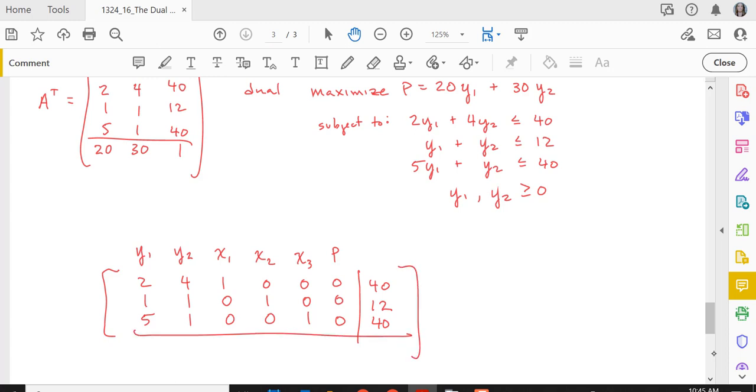Your bottom row, how do you get it? It's the objective function. I need to move everything over to the left of the equal sign. So I would get negative 20, negative 30, 0, 0, 0, 1, 0.